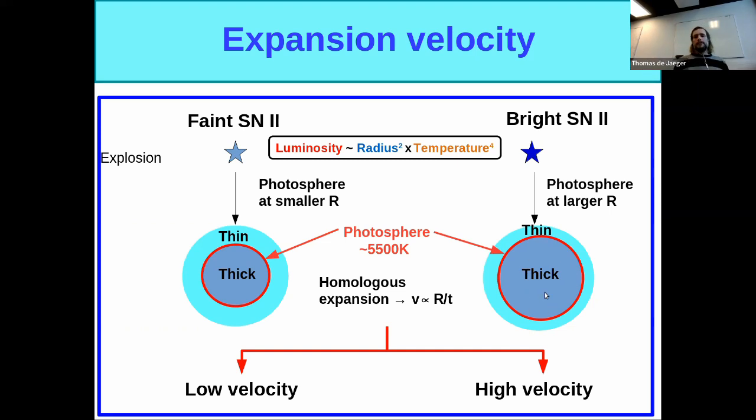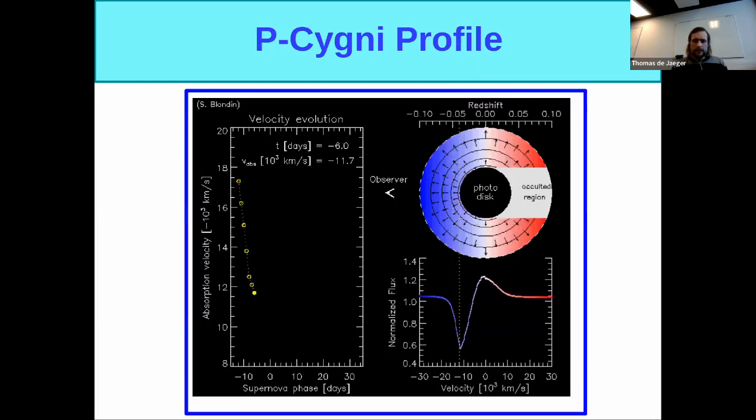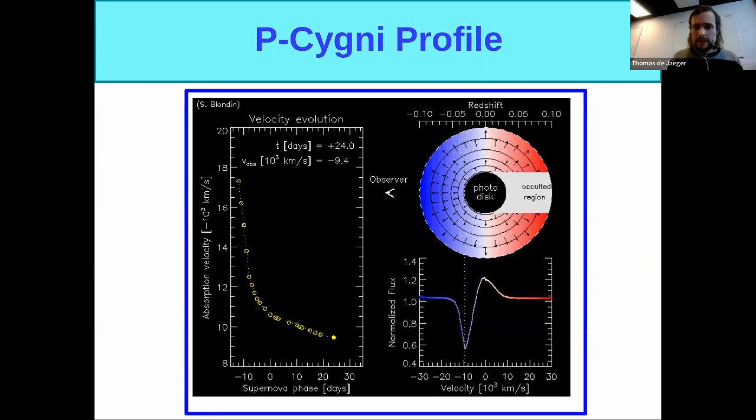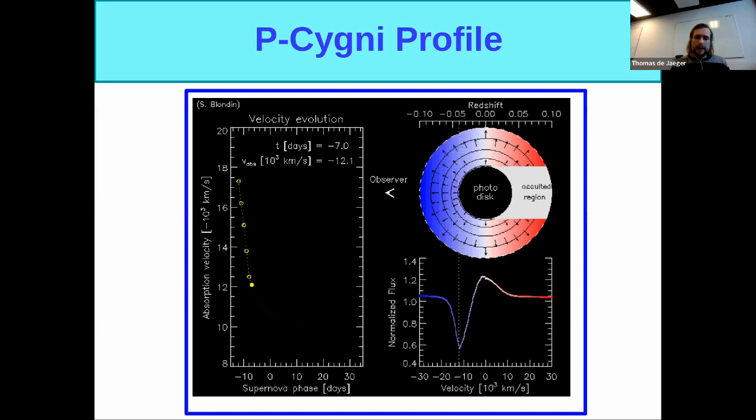And because we are in a homologous expansion, the velocity of the ejecta is directly related to the size, to the radius of the photosphere. So faint supernovae will have a smaller radius, so lower velocity. If you can measure the velocity of your ejecta, you can know which supernova is fainter or brighter, and you can make them standard candles. To measure the velocity, we use different lines, either the hydrogen line or the iron line.